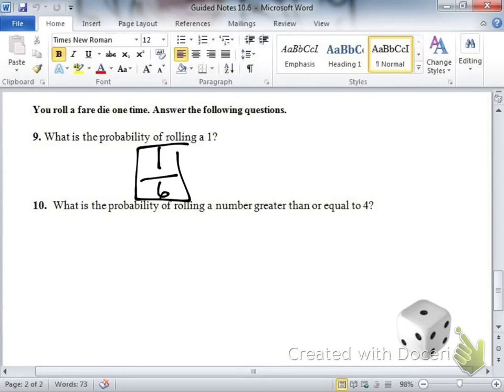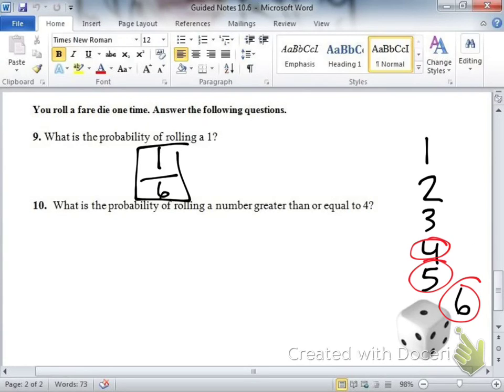I'm going to list the possibilities over here for this next one. You can get a 1, a 2, a 3, a 4, a 5, or a 6. What's the probability of rolling a number greater than or equal to 4? So what would be considered a success? Which one of these numbers over here? 4, 5, and 6. So how many successes are there? 3. And how many total sides of this die are there? 6. So 1/2.